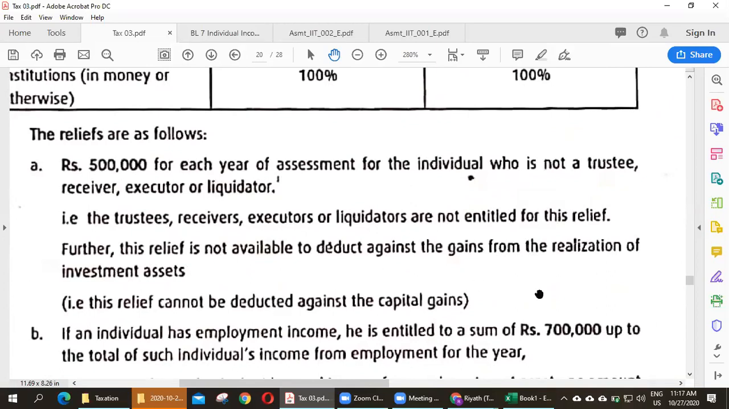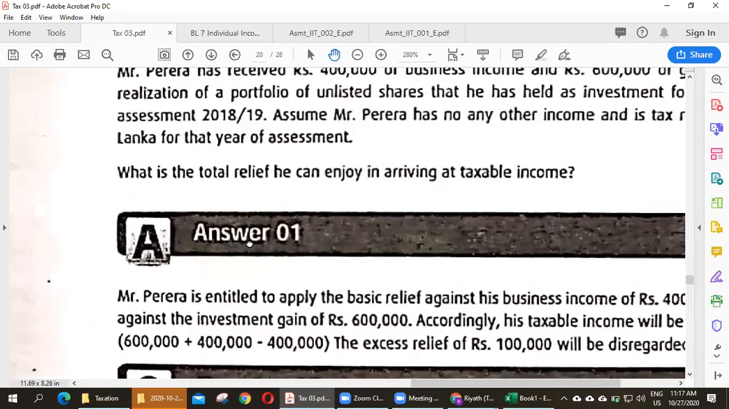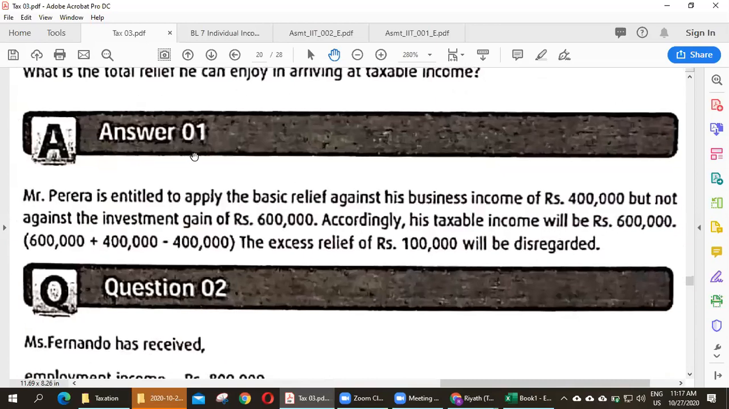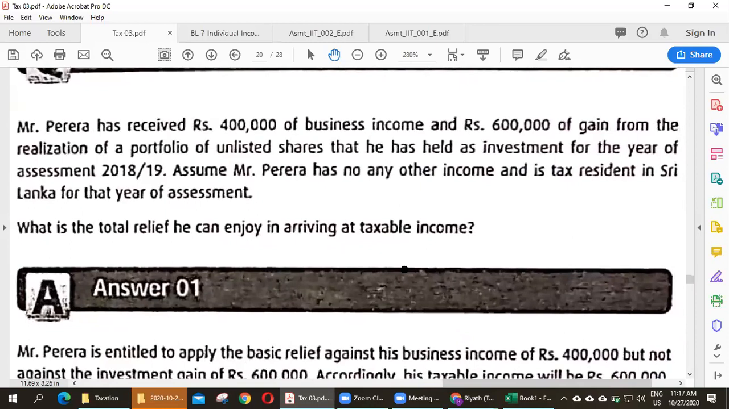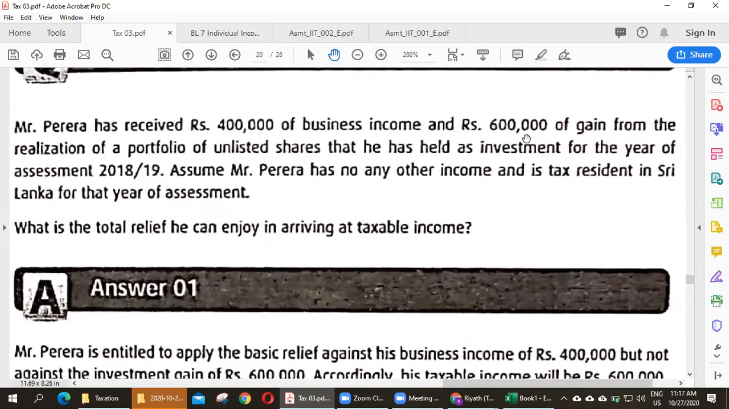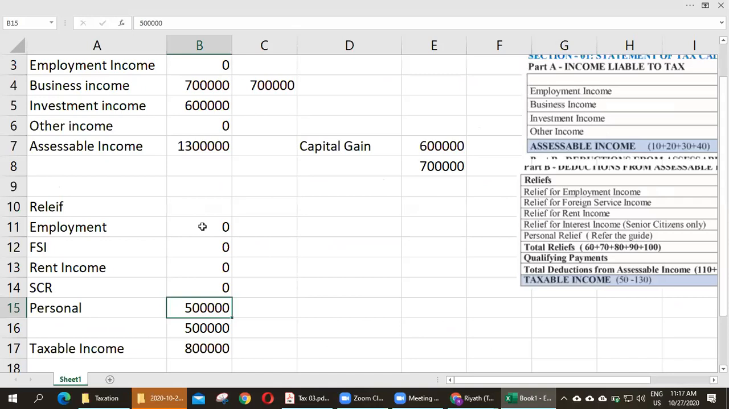According to the question, in the example, what is he selling? He is selling shares. 600,000 of gain from realization of portfolio of unlisted shares, right? So this is a capital gain. This 600,000 is a capital gain, right?